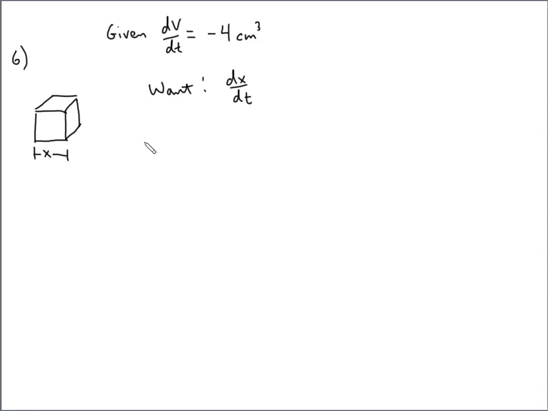Okay, we're doing example 6 from the worksheet for section 6.5. We're told we have an ice cube that has sides of length 7 centimeters. It is melting, and so the volume is changing, and they tell us that it's changing at a rate of 4 cubic centimeters per second.